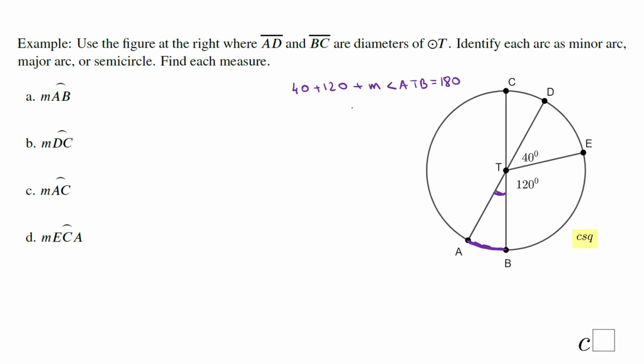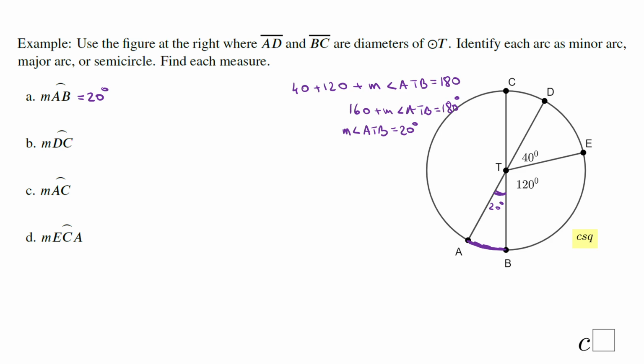So we have here 160 plus the measure of angle ATB equals 180. So obviously the measure of angle ATB will be 20 degrees. So if this angle is 20 degrees, the arc will be 20 degrees. Remember, the central angle and the measure of the corresponding arc are the same.